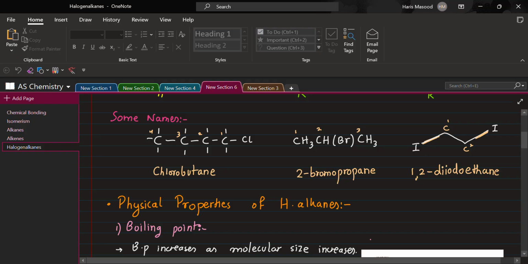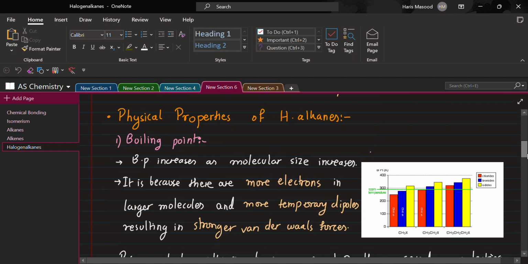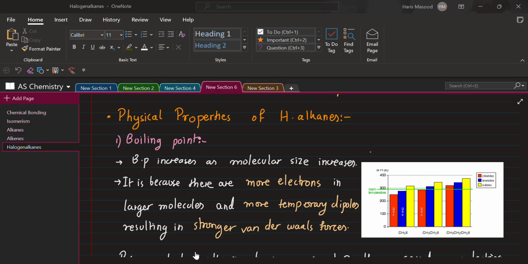Moving on to the physical properties of halogenoalkanes. Halogenoalkanes boiling point. Boiling point increases as molecular size increases. It is because there are more electrons in larger molecules and more temporary dipoles, resulting in stronger van der Waals forces.